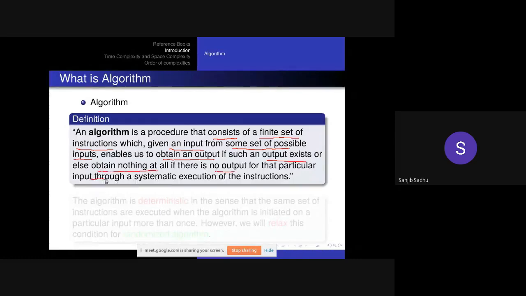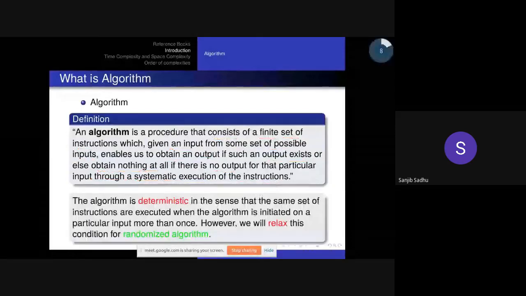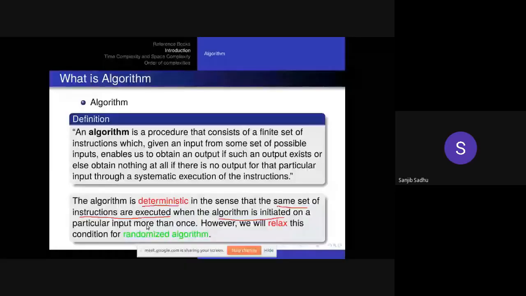The output is obtained through a systematic execution of the instructions. There will be a finite set of instructions, and these will be executed sequentially. Actually, this is the definition of the deterministic algorithm. What do you mean by deterministic? This algorithm is deterministic in the sense that the same set of instructions are executed when the algorithm is initiated on a particular input more than once.